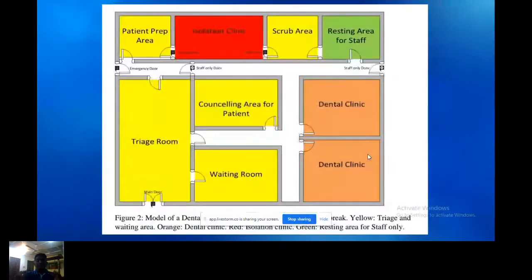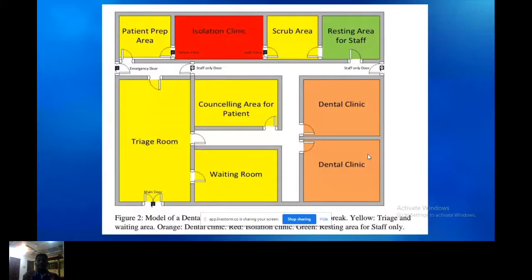Okay, now as far as the dental clinics and dental operatories are concerned, this is the model of the new COVID-19 dental clinic. What we should do is try to rearrange our dental clinic so that we have a green zone, an orange zone, a red zone, and a yellow zone. In the yellow zone, basically you can prepare your patients. In the orange zone, the non-aerosol generating procedures can be done, like extractions, orthodontic patients, and other procedures where aerosol is not generated.